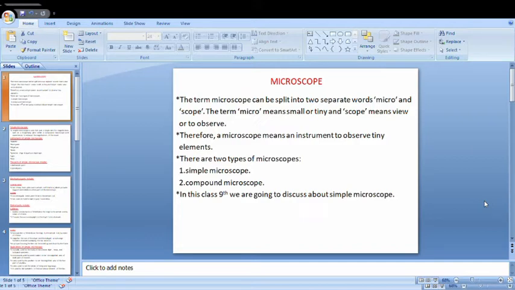There are mainly two types of microscopes, simple microscope and compound microscope. In ninth class you are going to discuss about only simple microscope. In higher classes we discuss about compound microscope.